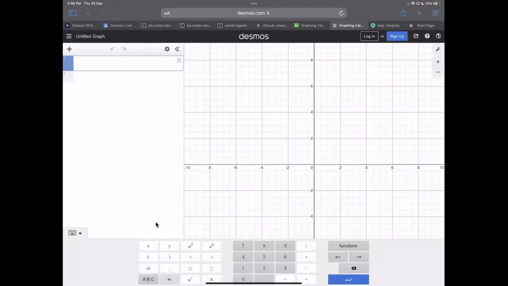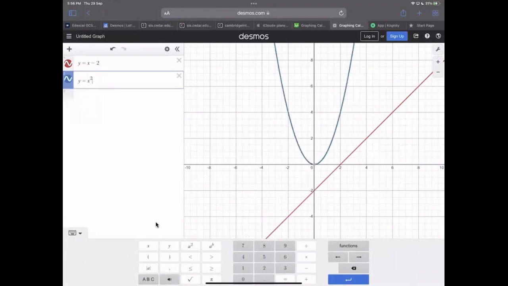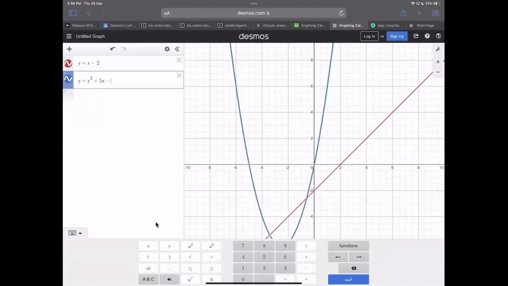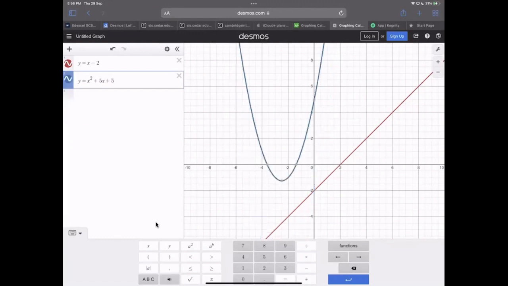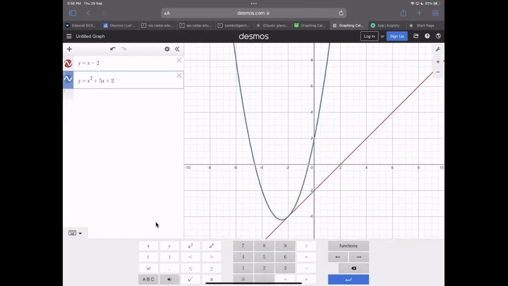So what was the equation of a line? y equals x minus 2, right? And what was the equation of the curve? y equals x squared plus 5x plus 2. Okay. Now do you see my graph?